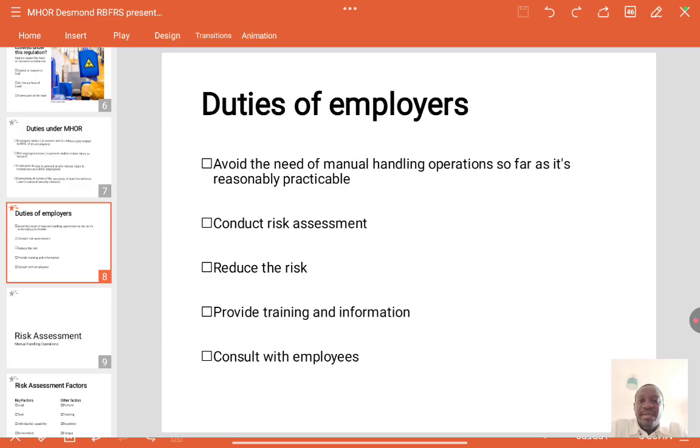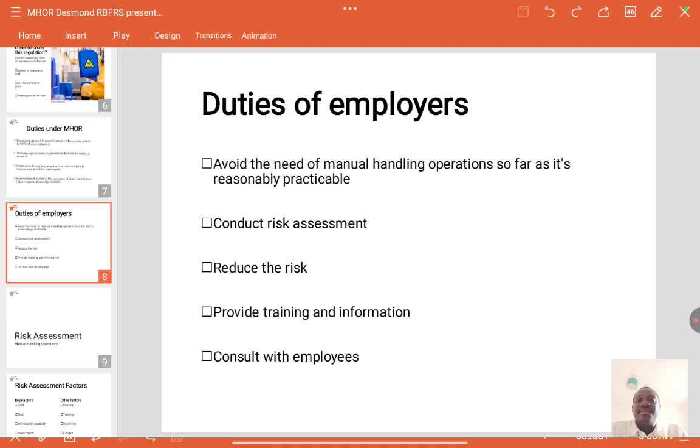We are going to look into details of the 5 key duties that employers have on the manual handling operation regulations. Now the first one is that employers have a duty to avoid the need of employees undertaking manual handling operations so far as is reasonably practicable. So what it really means is that where there is a possibility to avoid the work of manual handling, it is important that employers use that strategy.